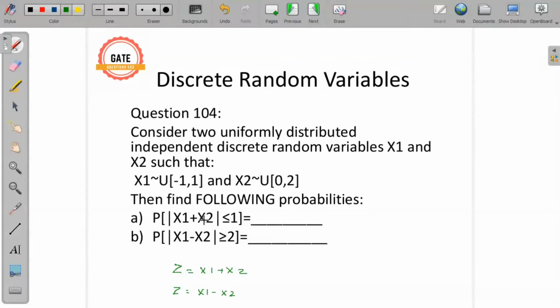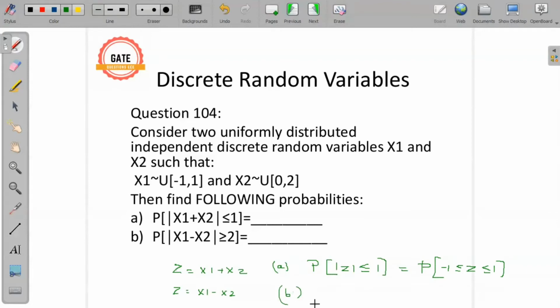Then part A will reduce to the probability that mod of z is less than or equal to 1, which is nothing but the probability that z is greater than or equal to -1 and less than or equal to 1. And from the PMF of z, we can easily find this. Similarly, we can do it for part B.